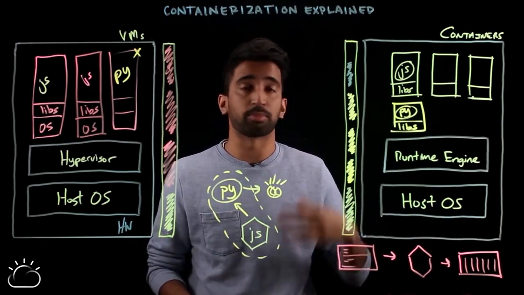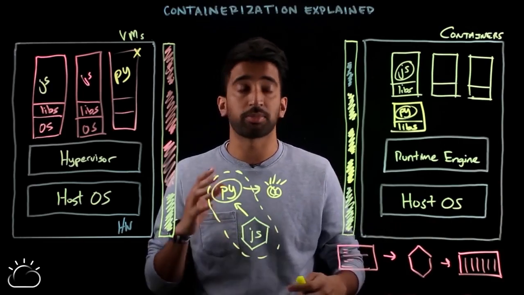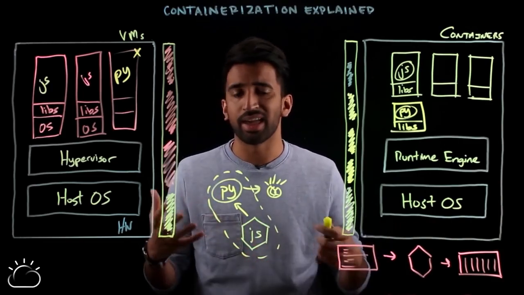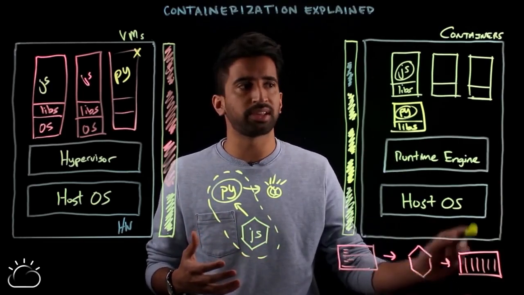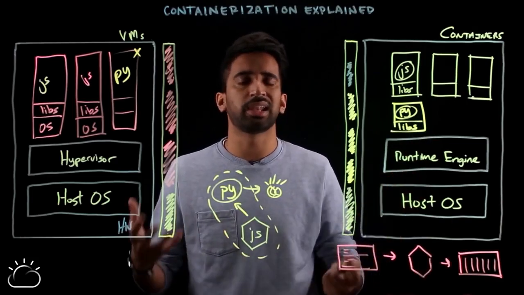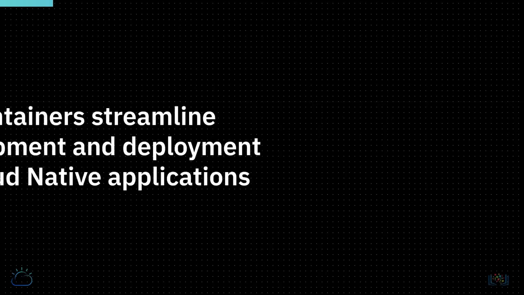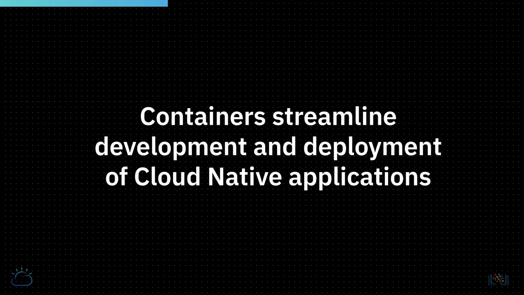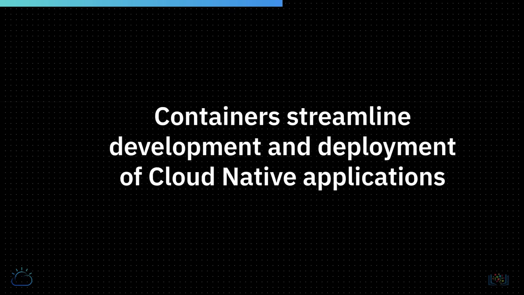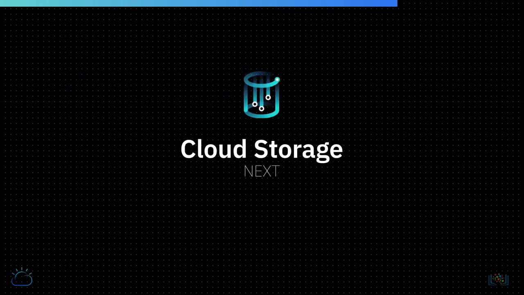So we talked about things like portability of the containers. We talked about how it's easier to scale them out. And then overall, with this kind of 3-step process and the way we push containers, it allows for more agile DevOps and continuous integration and delivery. Containers streamline development and deployment of cloud-native applications. In the next lesson, we will cover cloud storage.